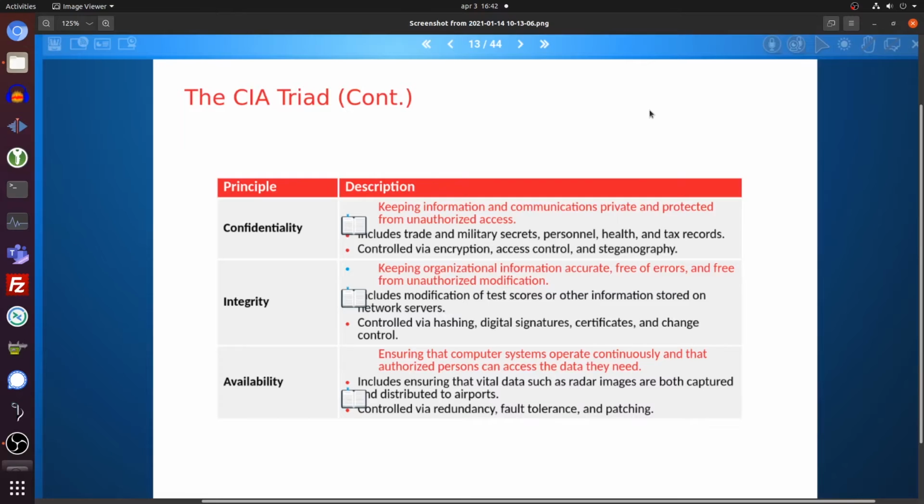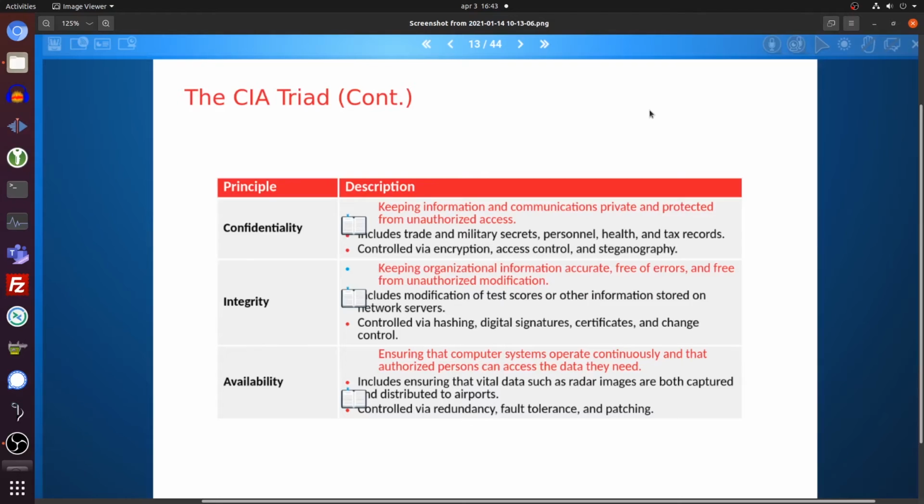Okay? Integrity. Keeping organizational information accurate, free of errors, and free of unauthorized modifications. It's basically what I told you guys earlier. When you transfer files over the internet, basically an unsecure medium, it's not being controlled by you. You have control over your own local area network. You don't have control over the internet, so you don't really know what's happening.